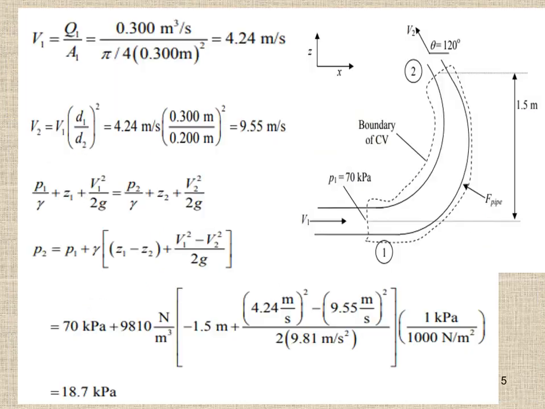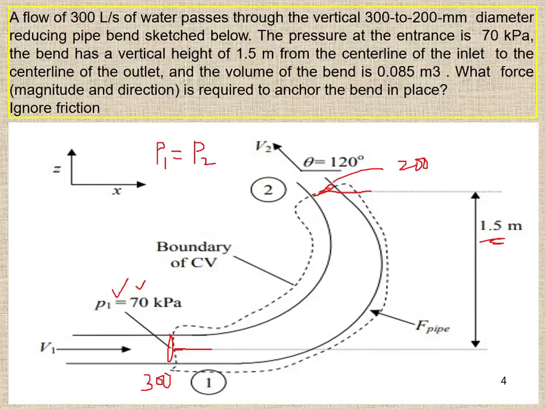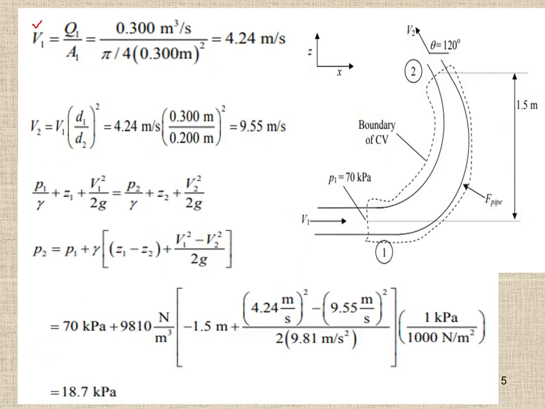So let's start. Here you can see V1, which was unknown. So we are going to find V1 first. V1 is equal to Q1 over A1. Q1 was given in liter per second, so we converted this liter per second into meter cube per second, which becomes 0.3 meter cube per second. The diameter at point 1 was given, so A1 is pi d square by 4. When we resolved it, we got the value 4.24 meter per second.